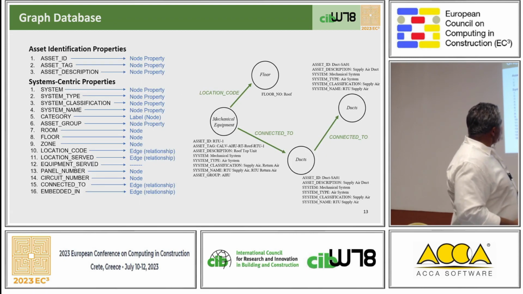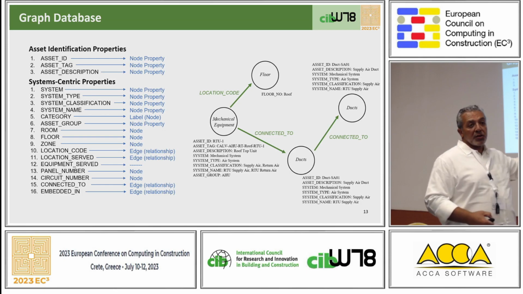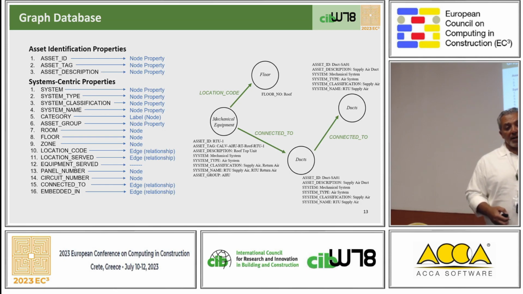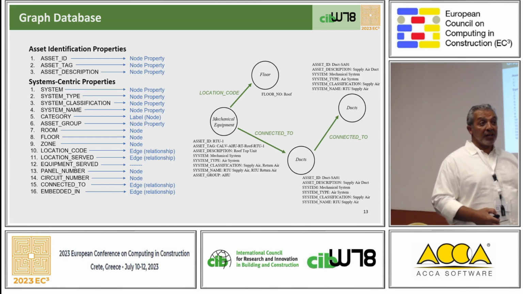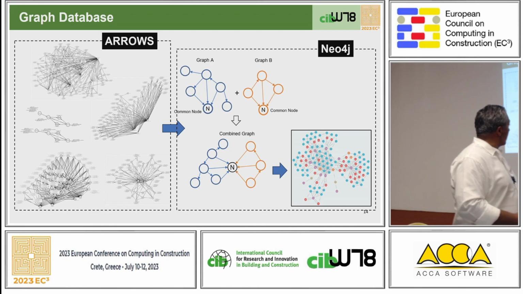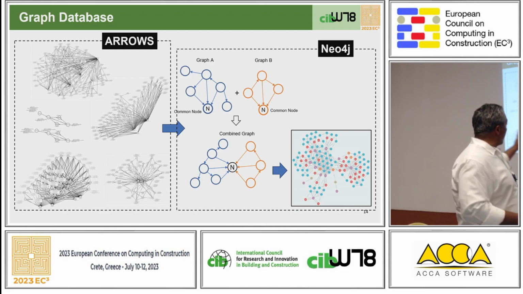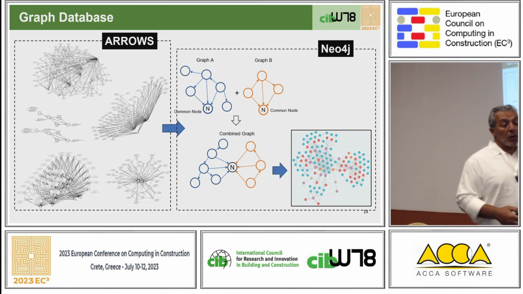The list of 16 parameters that we used in the graph is on the left-hand side, and in the blue, it shows you whether this was represented as a node label, or a node property, or a relationship property. Just to give you an idea about our graph, we ended up creating 5 large subgraphs on the left. We use a product called Arrows, which is a subset of Neo4j.